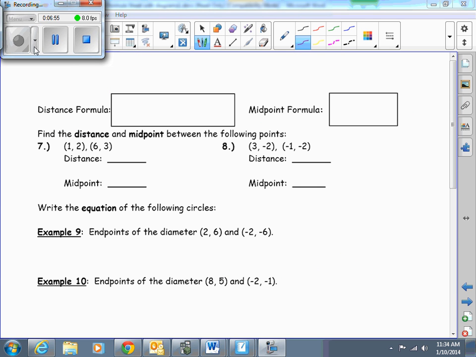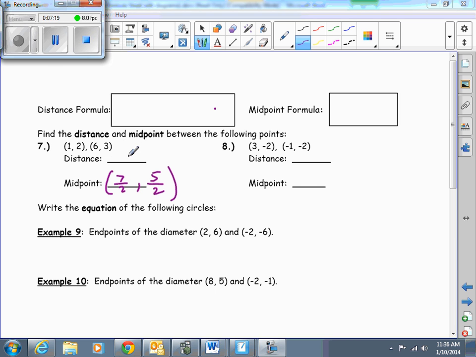Write the distance formula and write the midpoint formula. Once again, it's on your blue paper, right by the place where it says circle. After writing the distance formula, I want you to calculate the distance and the midpoint. I'm giving you about 2 minutes to calculate for number 7 and number 8.